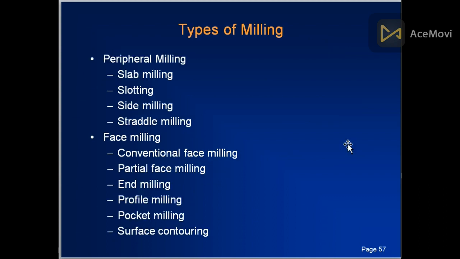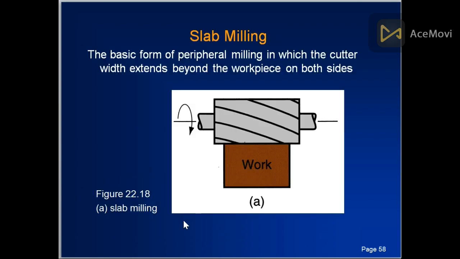Types of milling. In the subdivision of peripheral milling, there is slab milling, slotting, side milling, and straddle milling. In face milling, there are conventional milling, partial face milling, end milling, profile milling, pocket milling, and surface contouring.